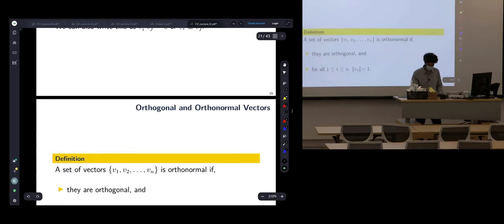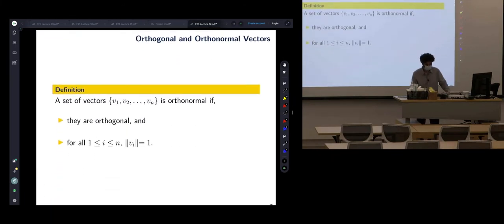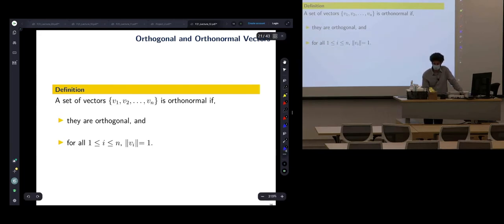Okay, so the next thing is orthonormal. A set of vectors is orthonormal if, first of all, they are orthogonal, and they are normalized. That means the norm of each vector is 1. It has unit length. Yes, go ahead.